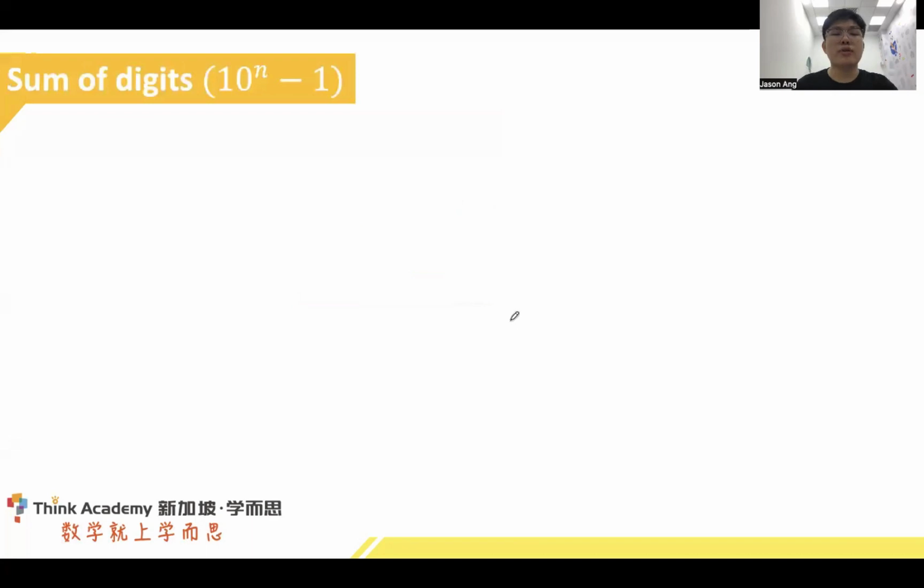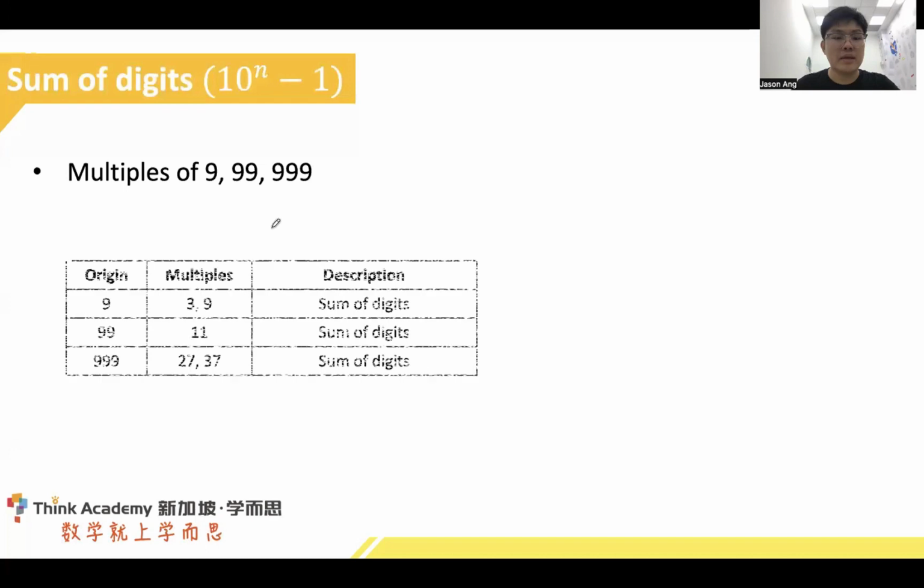Okay, so let's go over to our sum of digits. What about 9, 99, and 999? So 9, basically, we have our origin of the numbers 3 and 9. The number 99 can also help us with the calculation of 11. Although I would not really recommend looking at this value, the method we're going to be focusing on later on is the third style for 11. What about 999? We can actually use it for the numbers 27 and 37 as well.